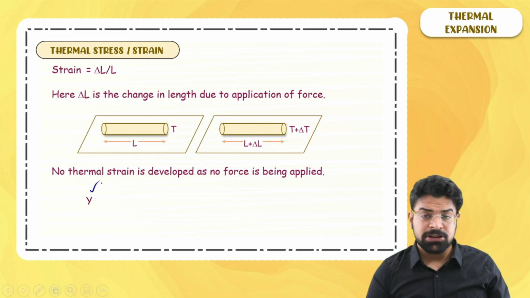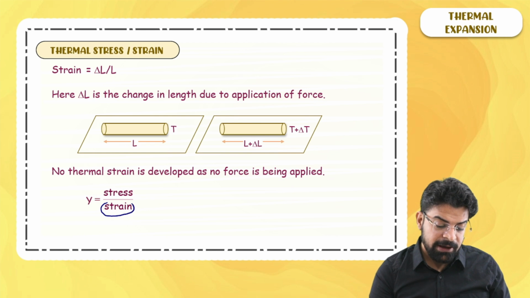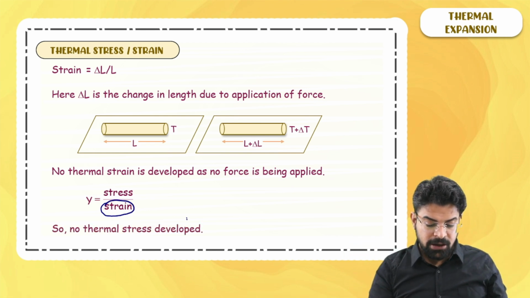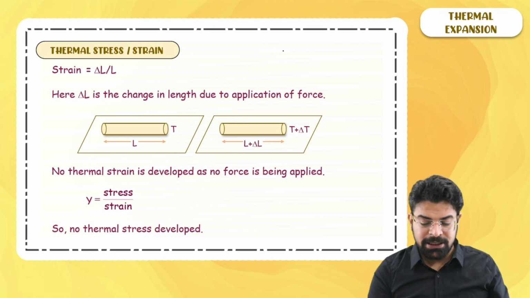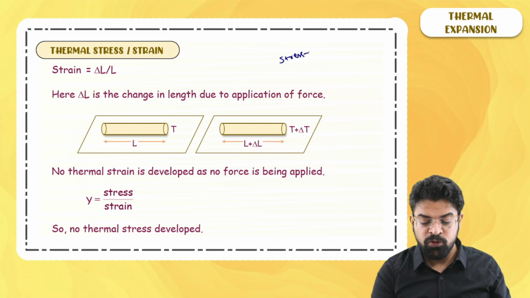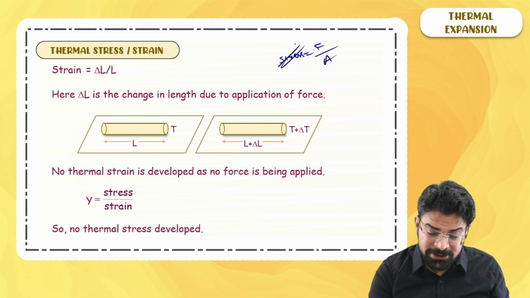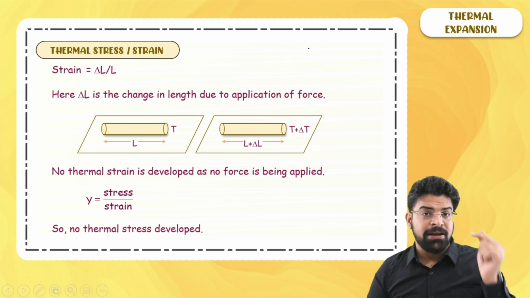Now we know that Young's modulus equals stress upon strain. Since the strain developed in this rod is zero, the stress also has to be zero. So no thermal stress is developed. Also, stress equals force upon area. If you are not applying any force, stress has to be zero, right? So that's what I am trying to reiterate here again and again.